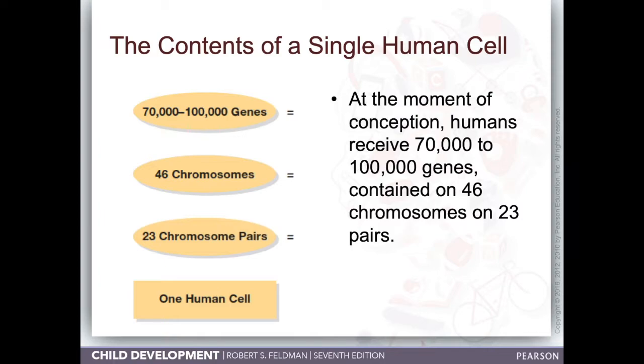The contents of a single human cell: 70,000 to 100,000 genes, 46 chromosomes, 23 chromosome pairs, all equals one human cell. So at the moment of conception, humans receive 70,000 to 100,000 genes, containing throughout 46 chromosomes in 23 pairs. Those are the big numbers you have to remember when you're breaking down one human cell.